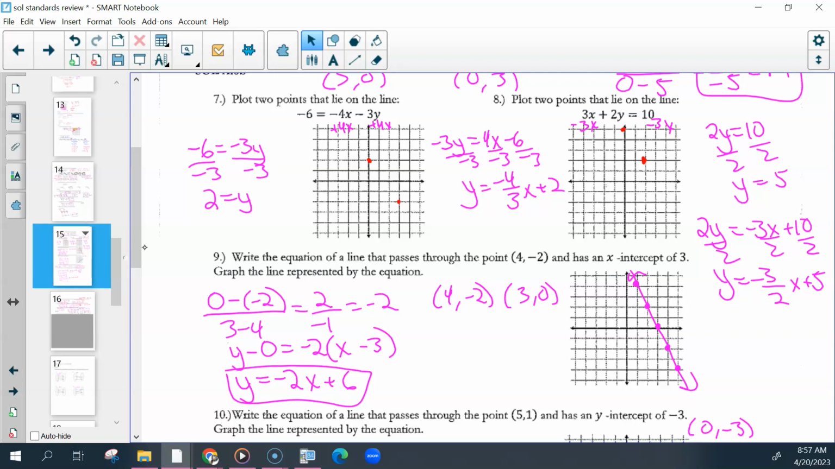Same thing with 8. You could find your y-intercept, solve it to get your slope. You could have kept doing your slope points and did different points. You could have did your x-intercept, which would have been some decimal. Any 2 points would have worked as long as it fell on the line.